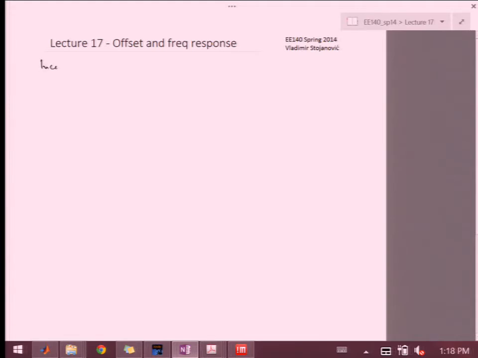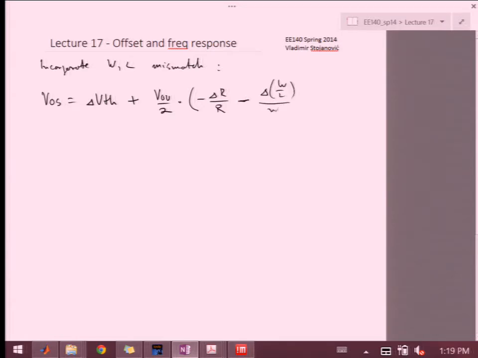So if we incorporate that, then we can get a very similar expression. The book goes into detail with this, but if you like to do Taylor expansions and things like that, you'll get the same expression. It's essentially V overdrive over 2 times minus delta R over R, which is the same as we had previously, and then we add minus delta W over L.